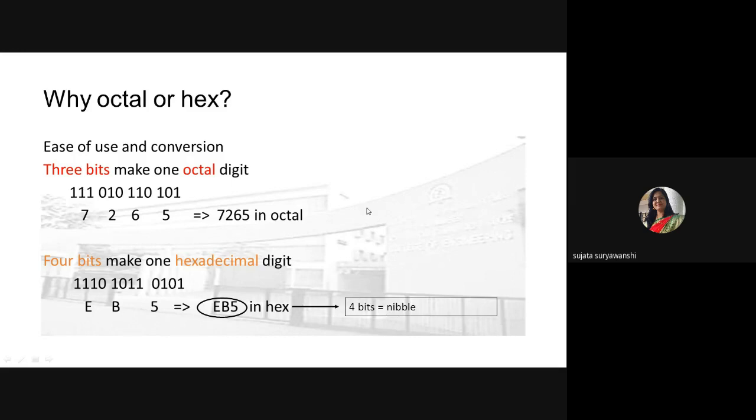While you are converting octal into binary, you simply have to write down the 3-bit binary number for each digit. For conversion of hexadecimal into binary, you need to write down the 4-bit binary number for each digit.